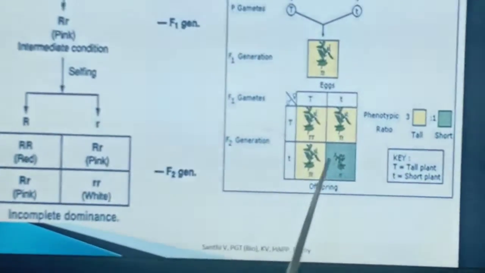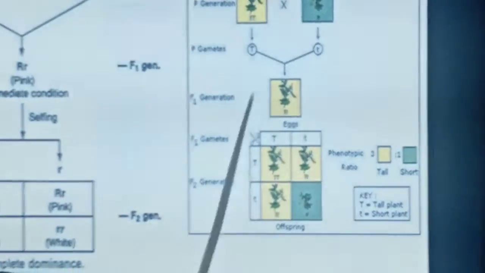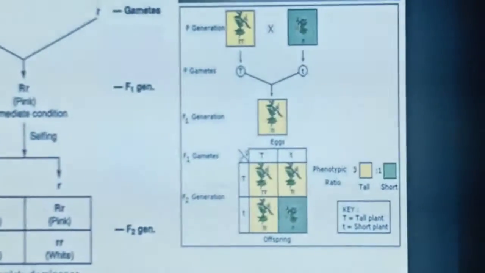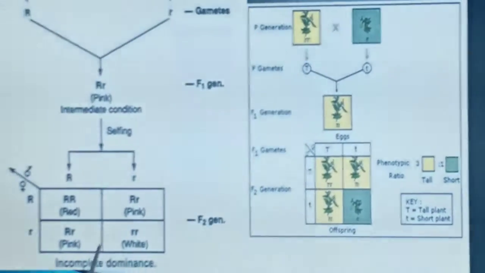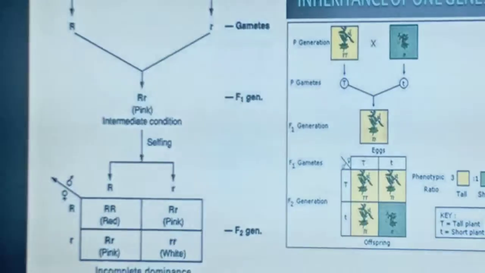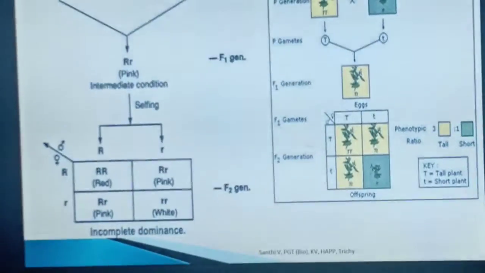Here the 3:1 ratio is the phenotype. So the phenotypic ratio in complete dominance is 3:1. Here it is 1:2:1. The genotypic ratio is similar in both. Here also 1:2:1, here also 1:2:1. The difference is in the phenotypic ratio.